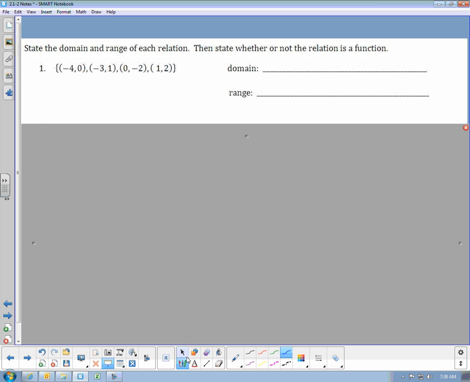So if we list the domain, typically we list the domain in braces like that. We'd have -4, -3, 0, and 1. Remember that domain is a set of all x values. And the range would be the set of all y values. So I'd have 0, 1, -2, and 2. So there's my domain, there's my range.